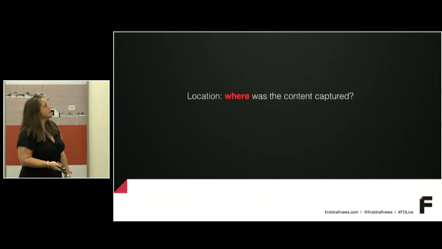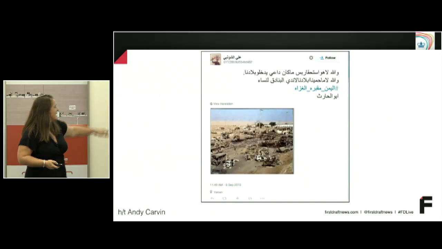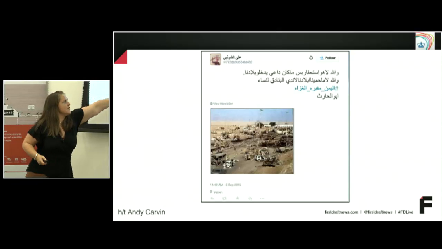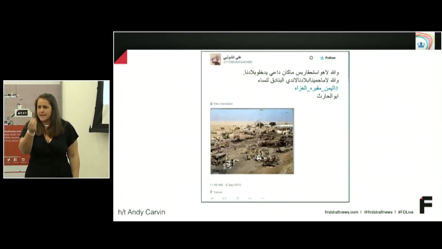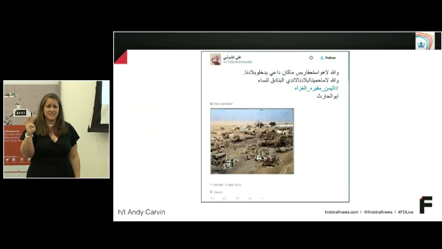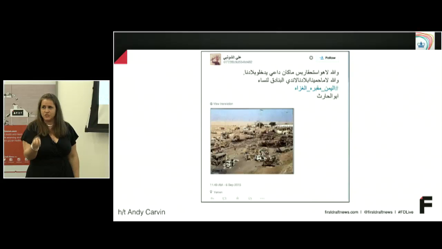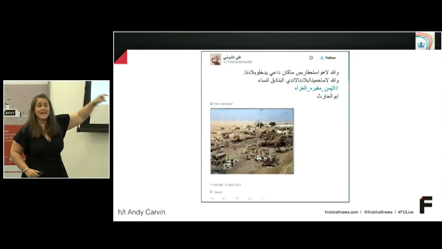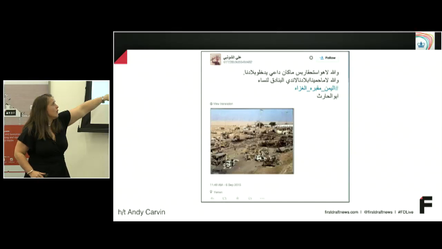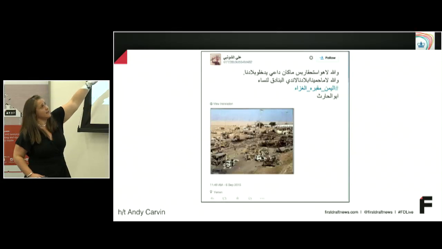Location. Where was the content captured? Now, this is hat tip Andy Carvin. Here's an example that he found that was geotagged. So on Twitter, when you see the little peg, that means that either the computer or the phone had location switched on. Only a very small percentage, estimates between 1.5 and 3% of content on the social web, has actual GPS located content. And this is an example of one where we can say this was tweeted from Yemen on the 6th of September 2015, and here's the tweet.